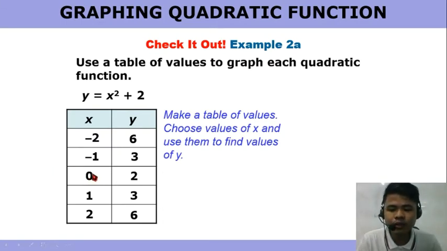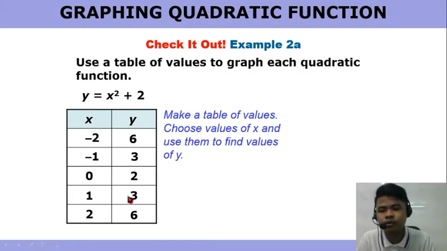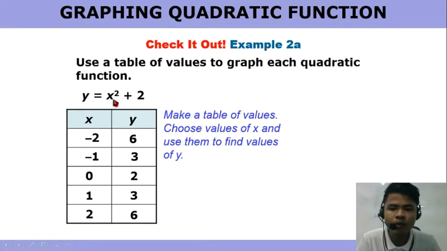Okay, din itong 0. Okay, bakit 2 ang katapat itong 0? It is because 0 was substituted to x. 0 squared is equal to 0. Okay, plus 2. 0 plus 2 is equal to 2. Then, bakit 3 ang katapat ng 1? It is because 1 was substituted to x, naging 1 squared plus 2. Okay, 1 squared is equal to 1 plus 2, it is equal to 3.